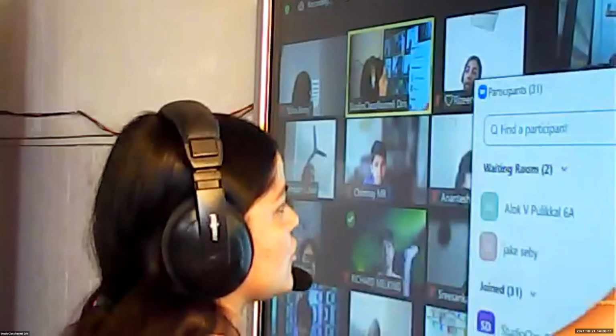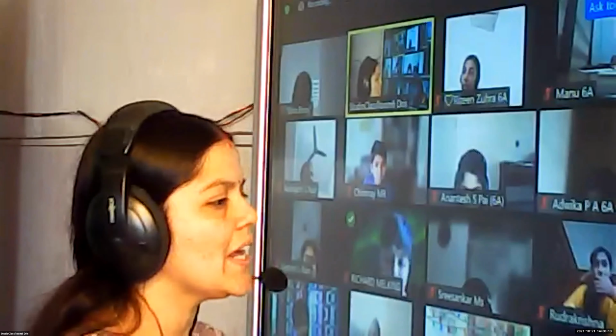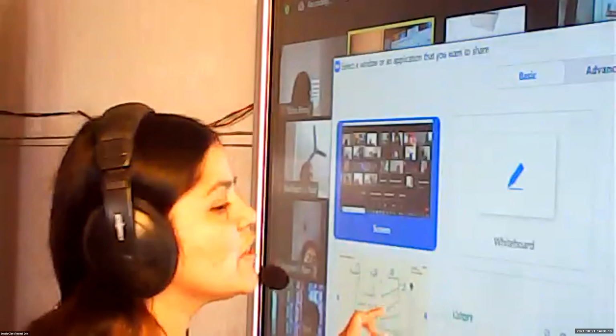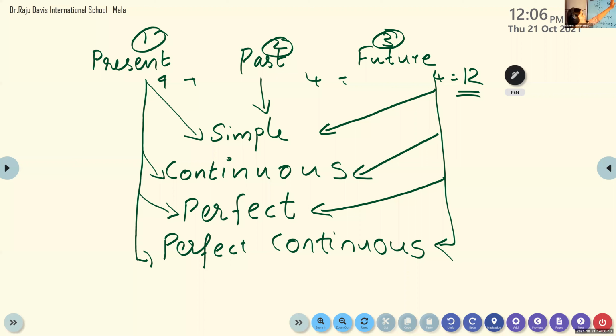So let us move to the next topic. Let us talk about the rules now, right? So we are moving into the rule of simple present tense. Let us talk about the present tense.